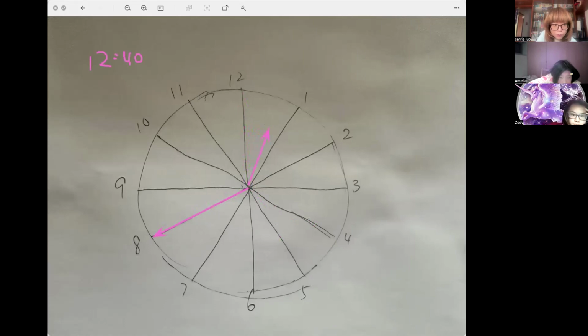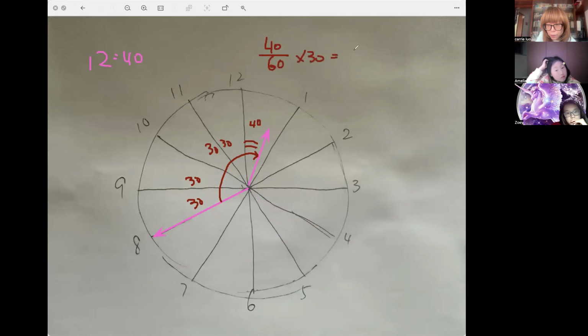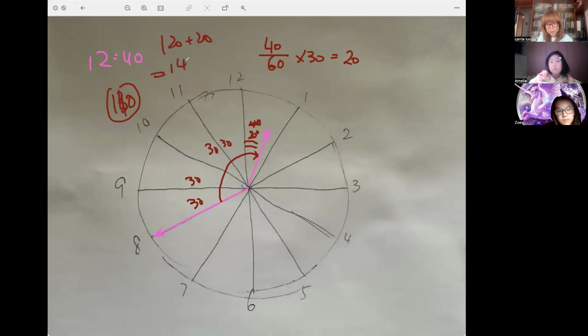So I want you to, Amelia, especially you, okay? I want you to draw an angle here. So this is the angle we're talking about. So 30, 30, 30, 30, right? So we're talking about this one. This one is exactly 40 minutes, right? So 12:40. So 40 out of 60 times 30 equals 20 degrees. So the answer is 110, sorry, 130. Oh, sorry, 140. What am I doing, 120 plus 20 equals 140.